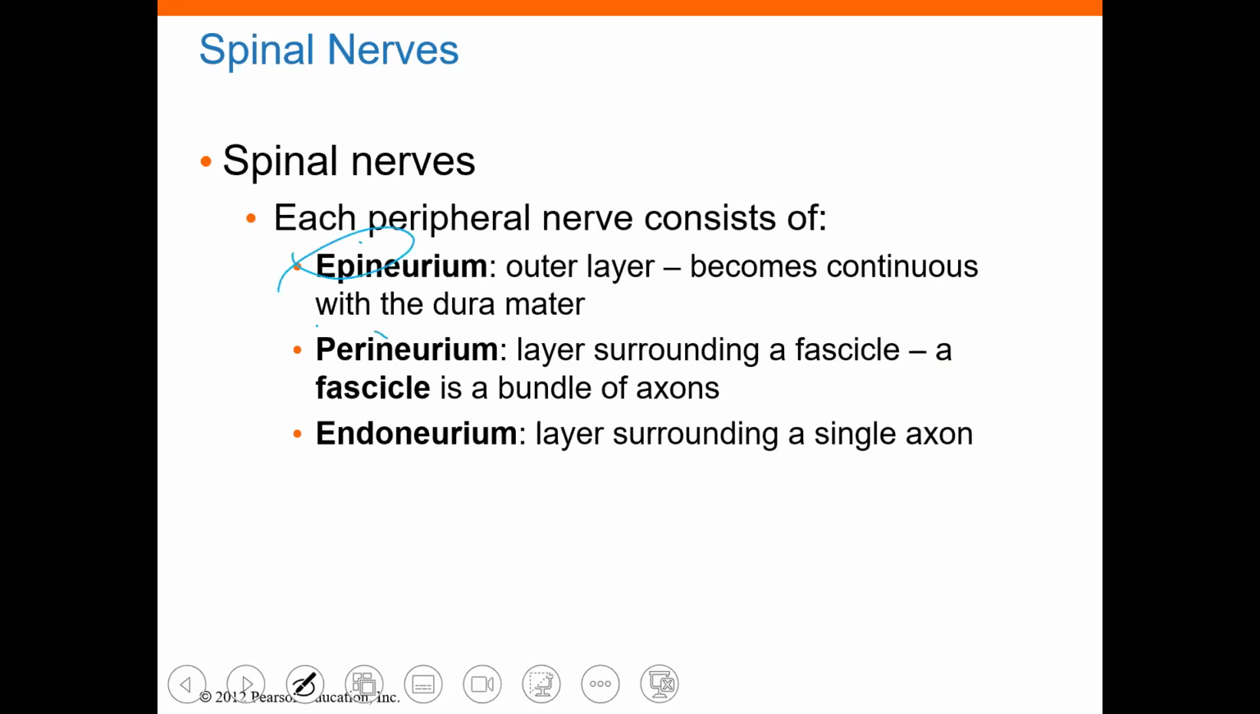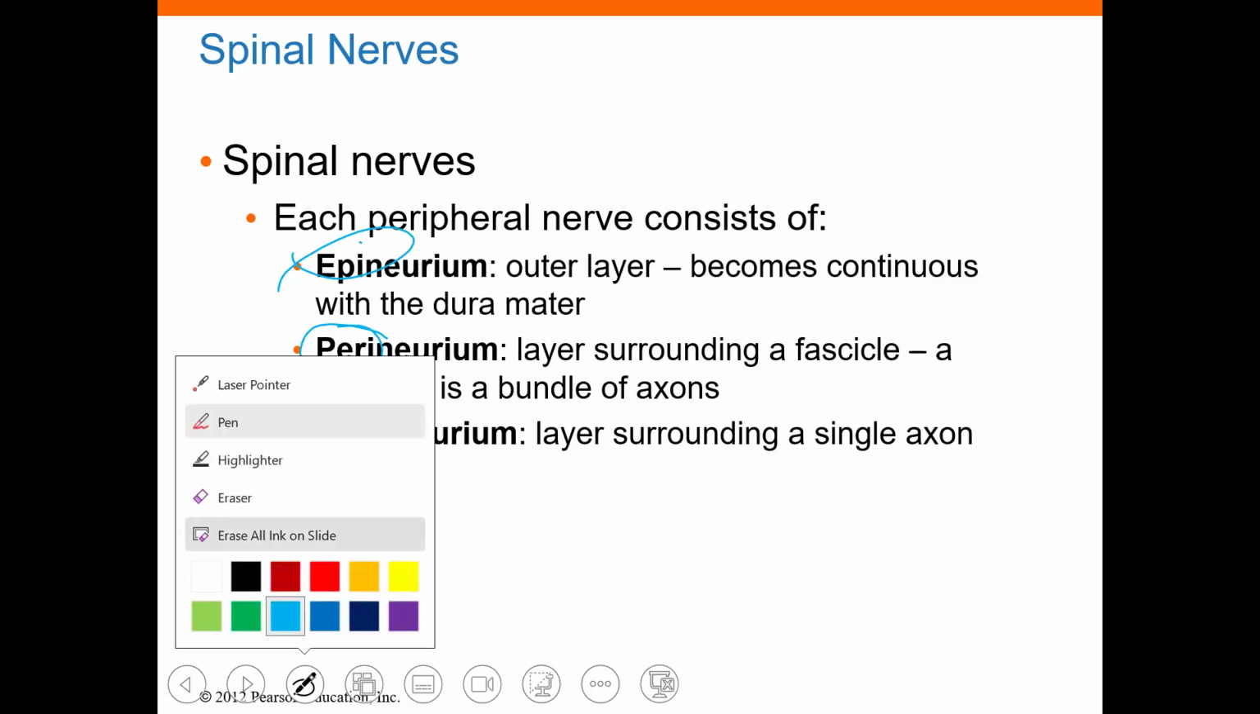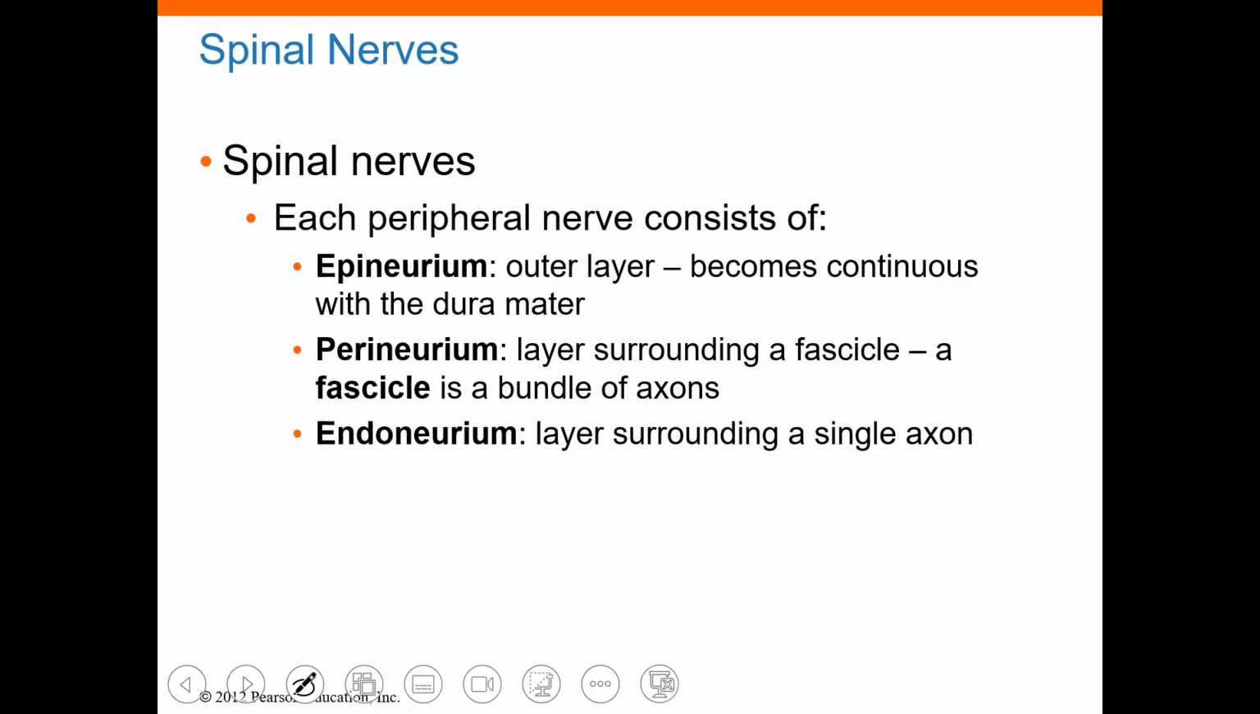Epi means above or around, peri is always the middle layer, endo is the layer within. And our peripheral nerves are no different. So epineurium is the outer layer. It's continuous with the dura mater, that meninges. Perineurium is the layer surrounding the fascicle or the bundle of axons. Endoneurium, endo means within or the deepest layer in, and that's surrounding the single axon.